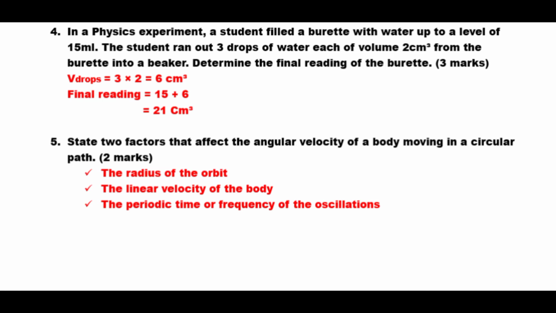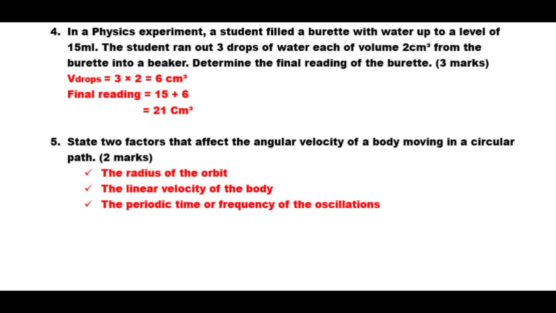So first of all, let's get the volume of drops that ran out. So volume of drops is 3 times 2, which is 6 centimeter cubed. Then the final reading is 15 plus 6, which gives you 21 centimeter cubed. Remember, when you remove something from a burette, you normally add the reading. Reason being, at the top the reading is 0, and at the bottom the reading is 50. That means the more liquid you remove, the higher the reading you get.